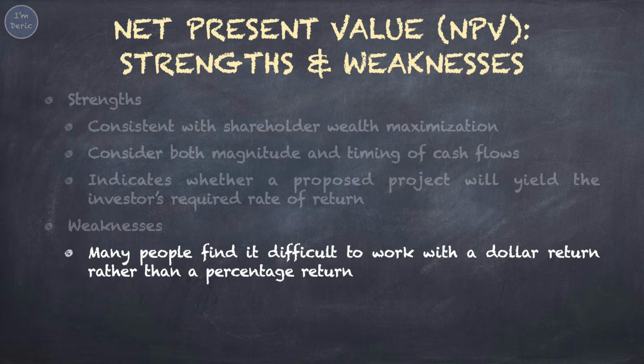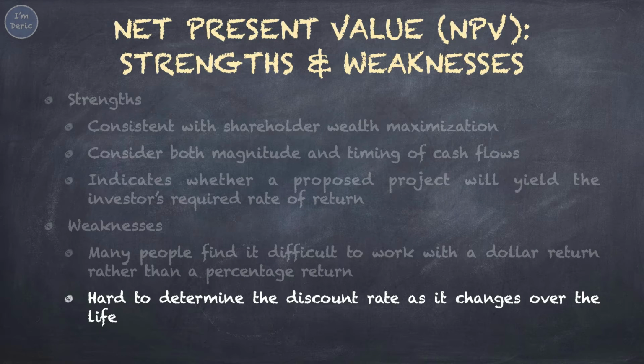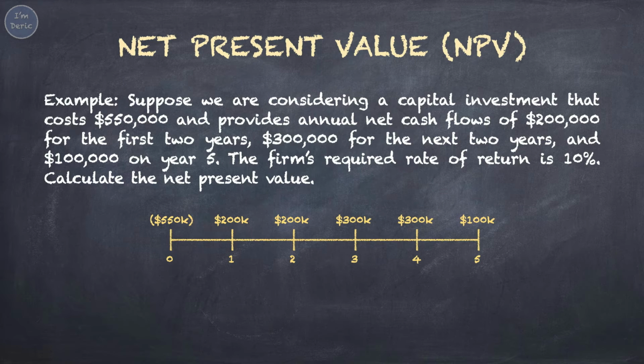However, with a positive NPV of $20, it is hard to explain how much you can earn from the investment. Second, it's hard to determine the discount rate as it changes over the life. Many factors such as economic environment and the capital structure of the company may affect the discount rate. The following is an example of NPV calculation.